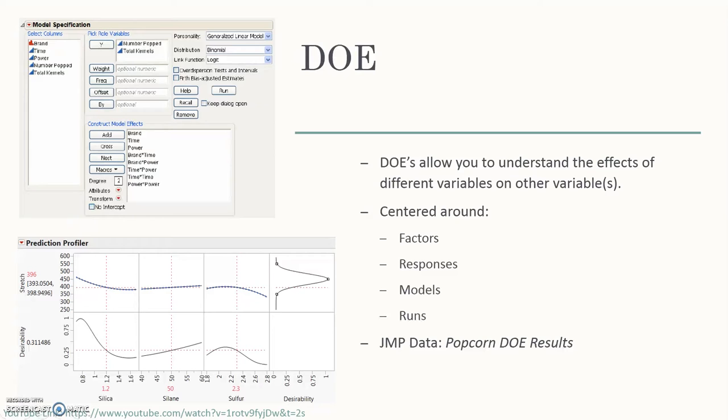And one of the most useful things that I found in the results window of doing the fit model is the prediction profiler here. You can click on this arrow to maximize, and then click maximize desirability to get the response value closest to the specified target. And then it basically just gives you the combination that will give you the best results.